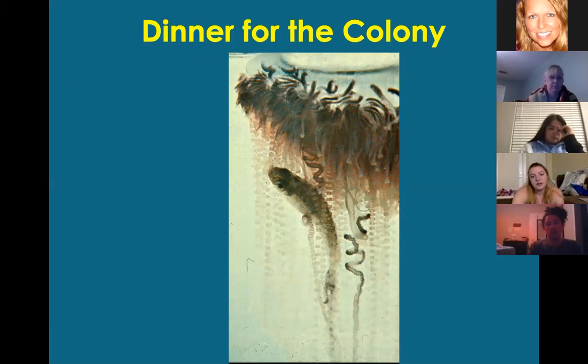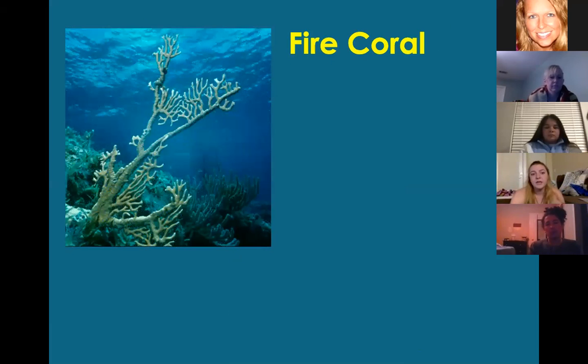So dinner for the colony. They eat by trapping their prey in their tentacles and stinging it to death until it's immobilized, and then they pull it up to their mouth. So it's actually really cool.